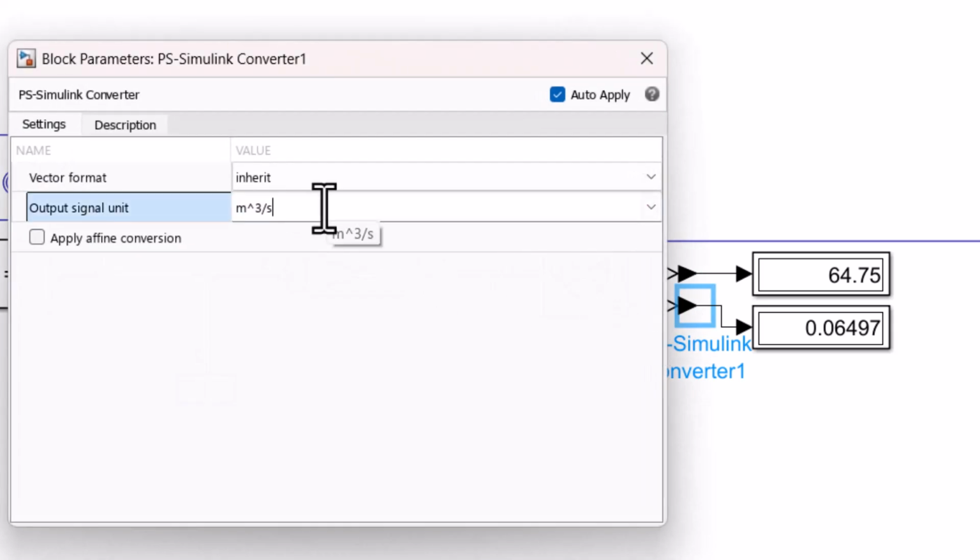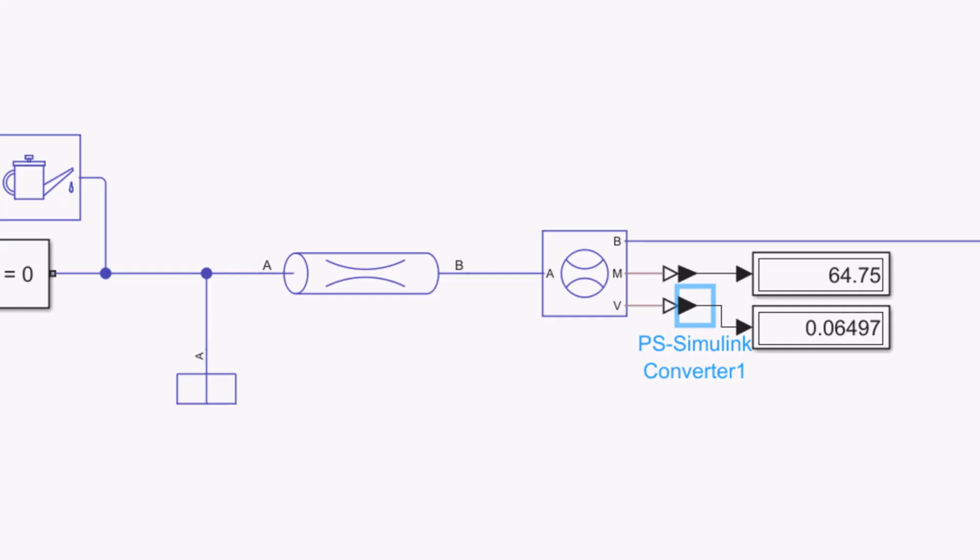But I want cubic meters per hour, so instead of seconds, I type H. And now you see there is a warning here. It means that this unit is not defined in MATLAB. The reason is that the hour is HR, not H. Now it is cubic meters per hour, and now I run it again, and you see the value has changed. It is now in cubic meters per hour. Basically multiplied the result by 3600. That is the conversion factor for cubic meters per second into cubic meters per hour.